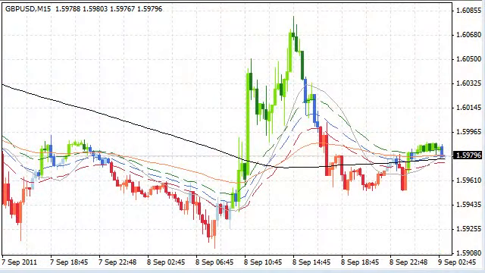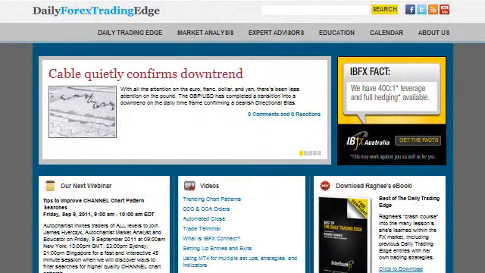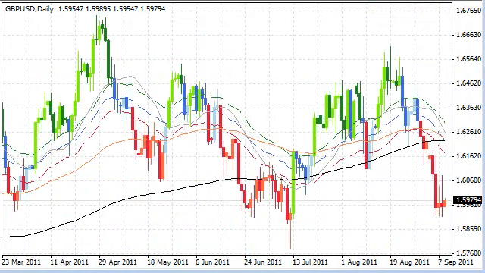So taking a look at the 15-minute cable, this was an update that I had written about over at the Daily Forex Trading Edge, which is a blog that I write for Interbank FX. And the update that I had written about, first of all, focused around the directional bias, which I think is firmly shifting to the bearish side on the daily chart, which gives me what I call a bearish directional bias.